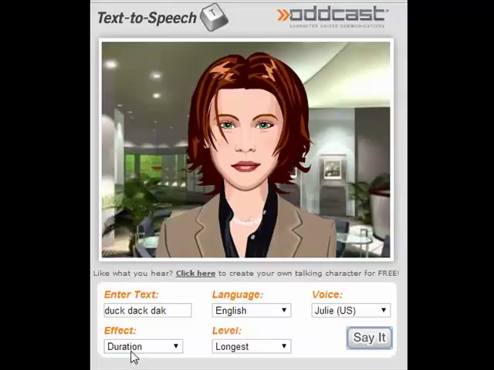You can now, when you do the duration, you do it on the longest, you really can hear the sound and text relationship, that there are differences.